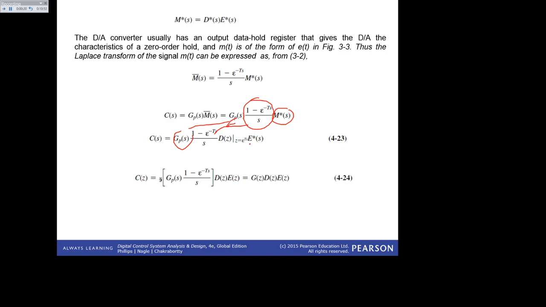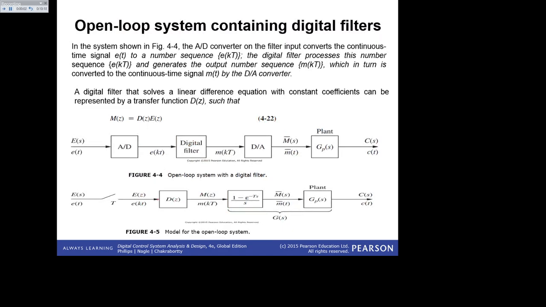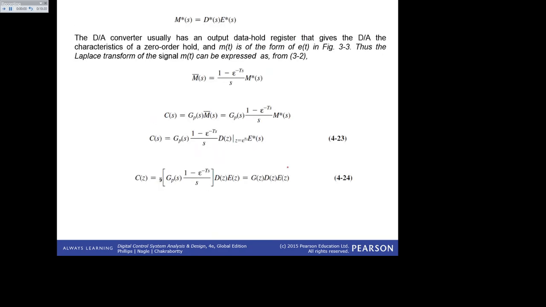M(z) will be what? Look, M(s) will be D(z) E(z), or E*(s), which is the same as E(z) actually. This is the same as E(z), which is given here. So D(z) is here, and this one is here, and G_p(s) is here.